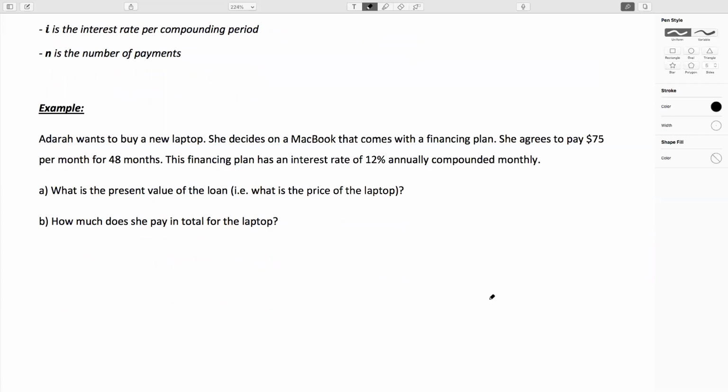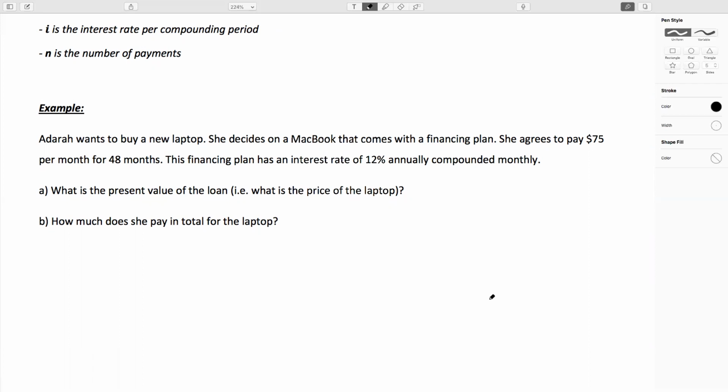Okay, Adara wants to buy a new laptop. She decides on a MacBook that comes with a financing plan. She agrees to pay $75 per month for 48 months. The financing plan has an interest rate of 12% annually, compounded monthly. A, what's the present value of her loan? What is the price of the laptop?